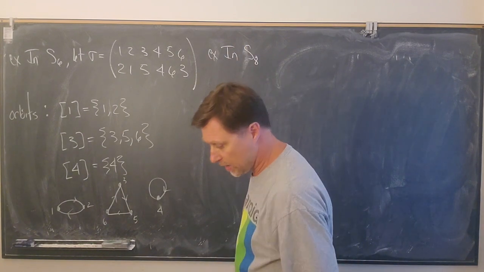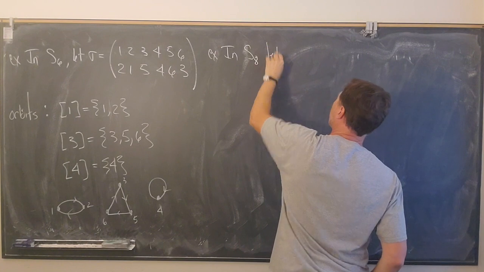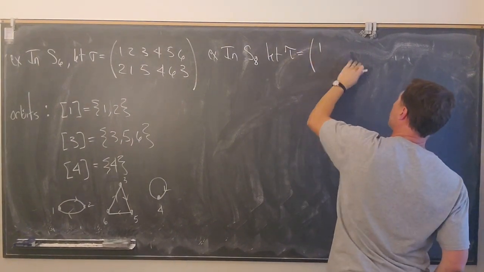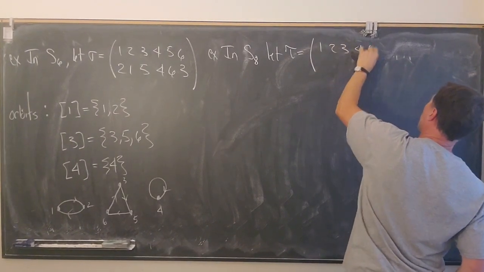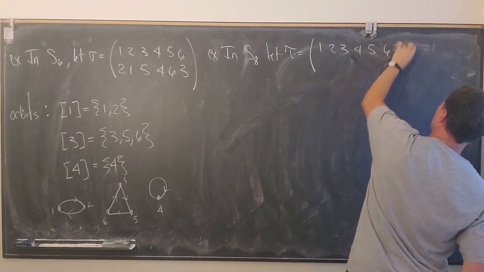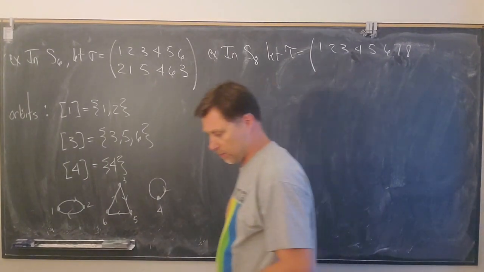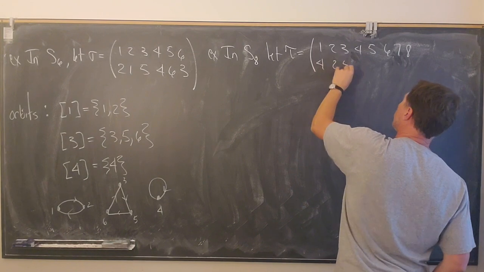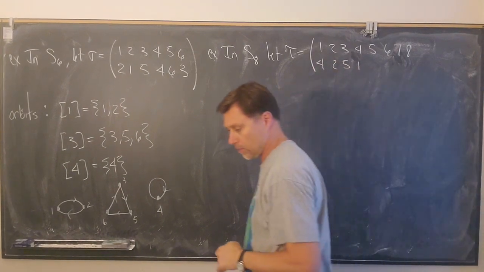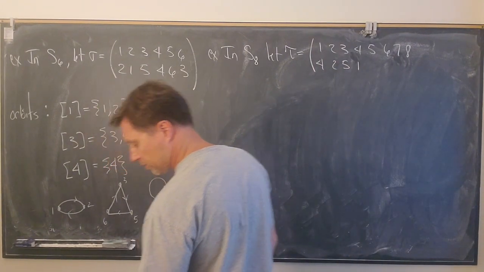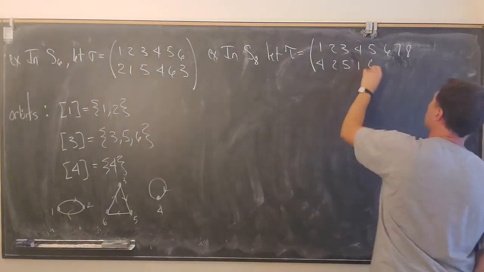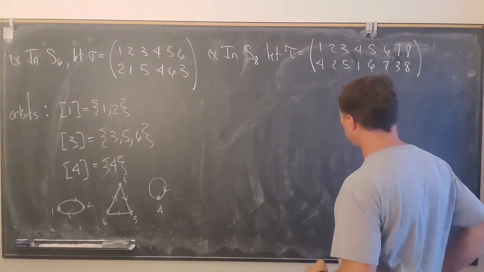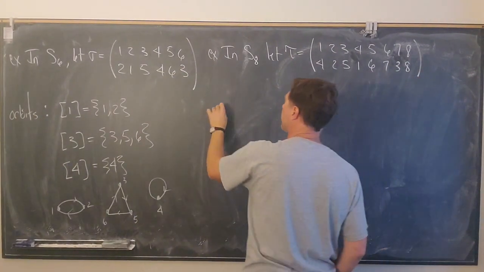So in S sub 8, let tau equal, so we'll do 1, 2, 3, 4, 5, 6, 7, 8, and then the bottom row, 4, 2, 5, 1, 4, 2, 5, 1, 6, 7, 3, 8. Okay, and I'd like to identify the orbits again.